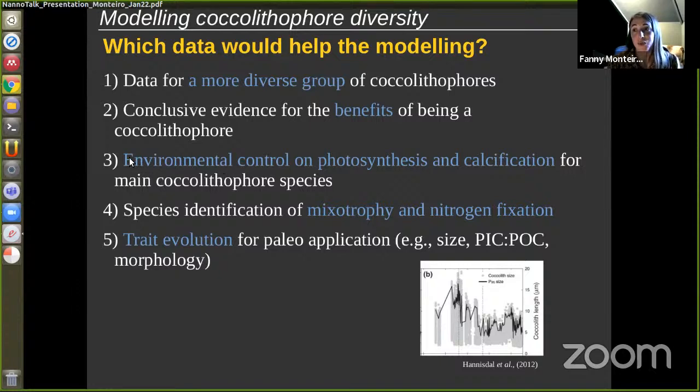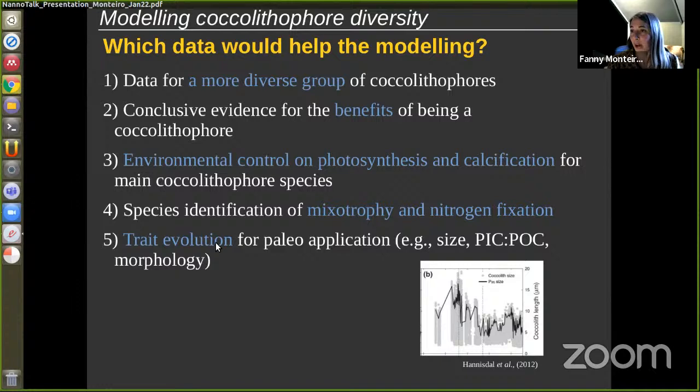I haven't touched on that too much, but it's evident that we need more understanding of the environmental control on photosynthesis and calcification for the main coccolithophore species, so that we can really see the influence of carbonate chemistry or the environment on the PIC:POC ratio, which is key for climate. I'm really interested in including mixotrophy and nitrogen fixation in relation to coccolithophores, but at this point, we haven't identified the species that do it. So having that information would be very useful.